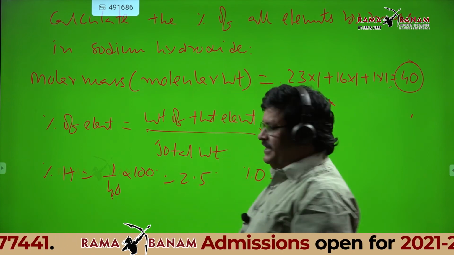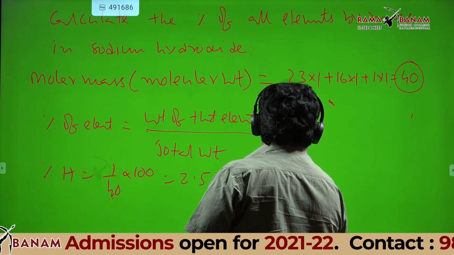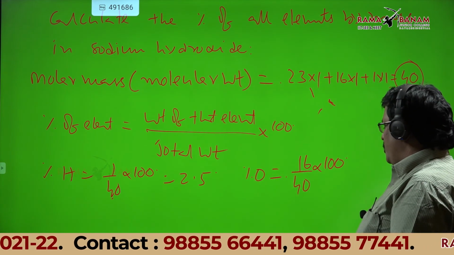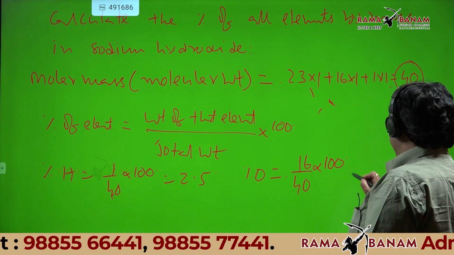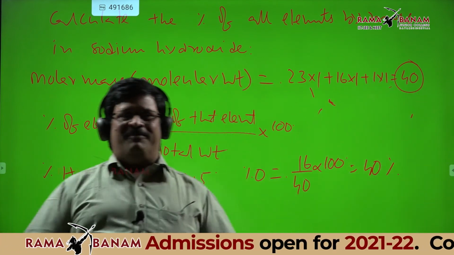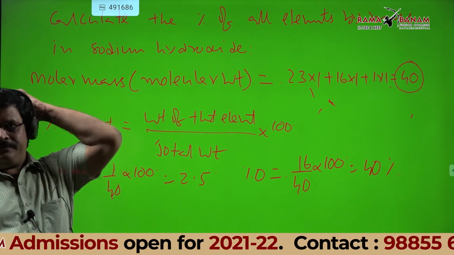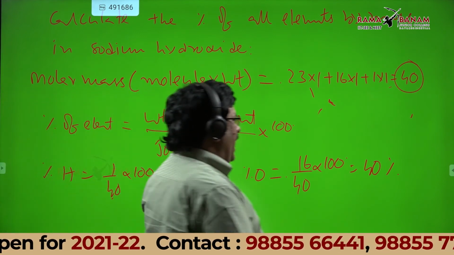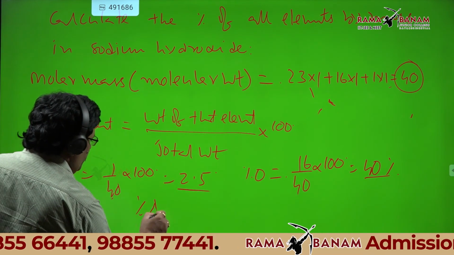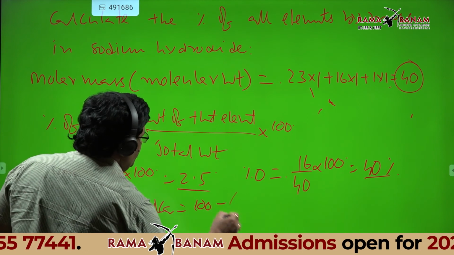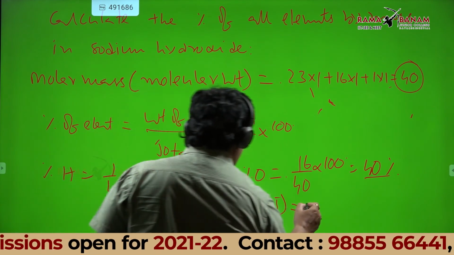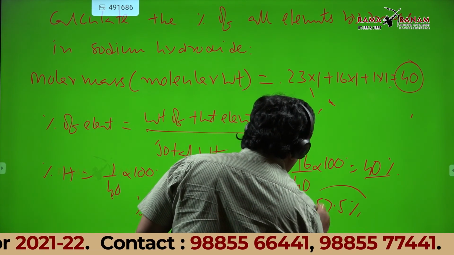16 by 40 into 100. 40. Is it okay? Yes, sir. Then no need to calculate for sodium. Because the sum should be 100, oxygen is 40, hydrogen is 2.5. So sodium should be 100 minus this 40 plus 2.5, that is 42.5. So it should be 57.5.